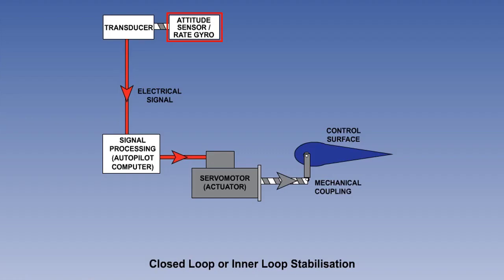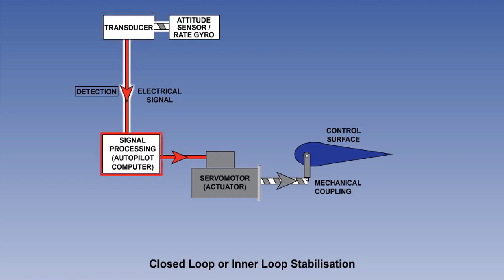Firstly, an attitude sensor or rate gyro sensitive in one axis only, that will detect any disturbance of the aircraft in roll. Attached to the rate gyro is a transducer, which is a device to convert the mechanical movement of the rate gyro into an electrical signal that can be processed. This is a rate signal.